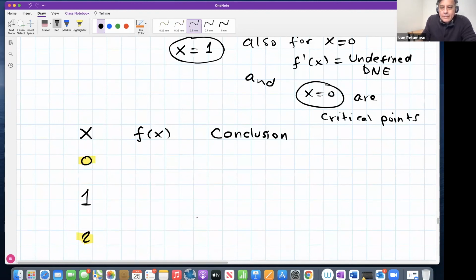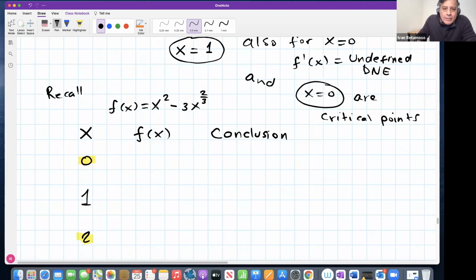So now we're going to do the evaluations. At 0, what should be f of x? Remember f of x, I'm going to rewrite here f of x. It was, recall, up there, x squared minus 3 times x raised to 2/3 in its original form.